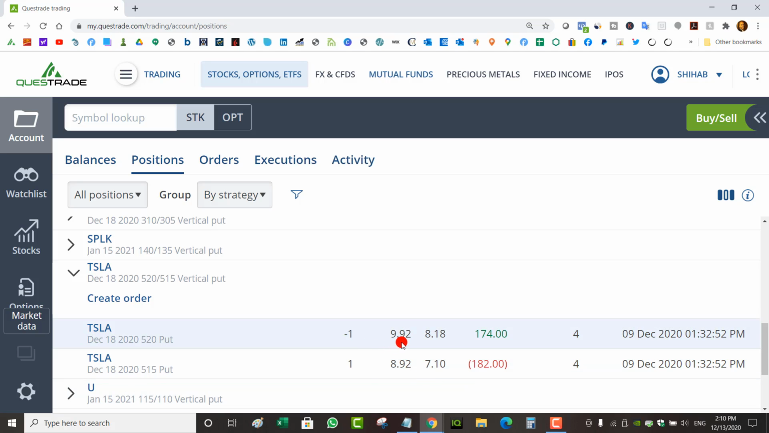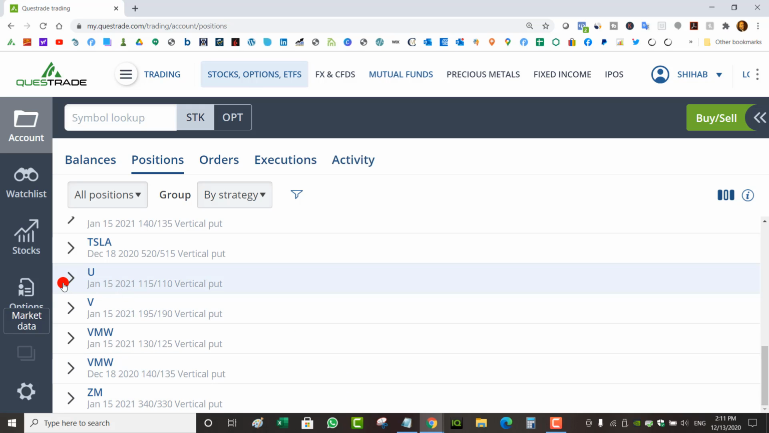And look at this. If I had done a naked put, if I just sold the 520 put and not bought the 515 put for protection, I could have collected $992 instead. Obviously, the capital required to place a naked put is much higher, but you would be collecting more premium and it decays fast. I would be already up $174. My max profit from this put spread that I did is a dollar. But if I had done the naked put, I would have already made more than my max profit from the put spread. So sometimes going naked is interesting.